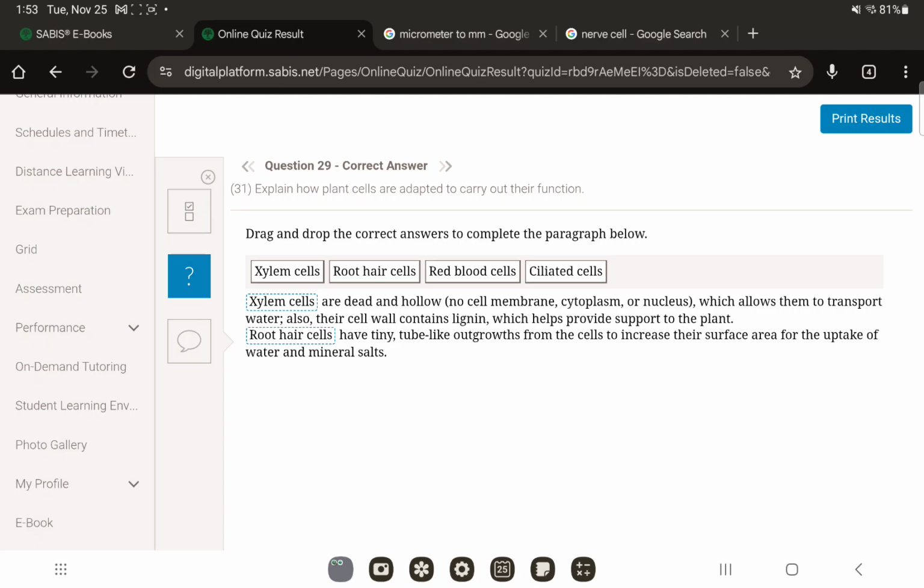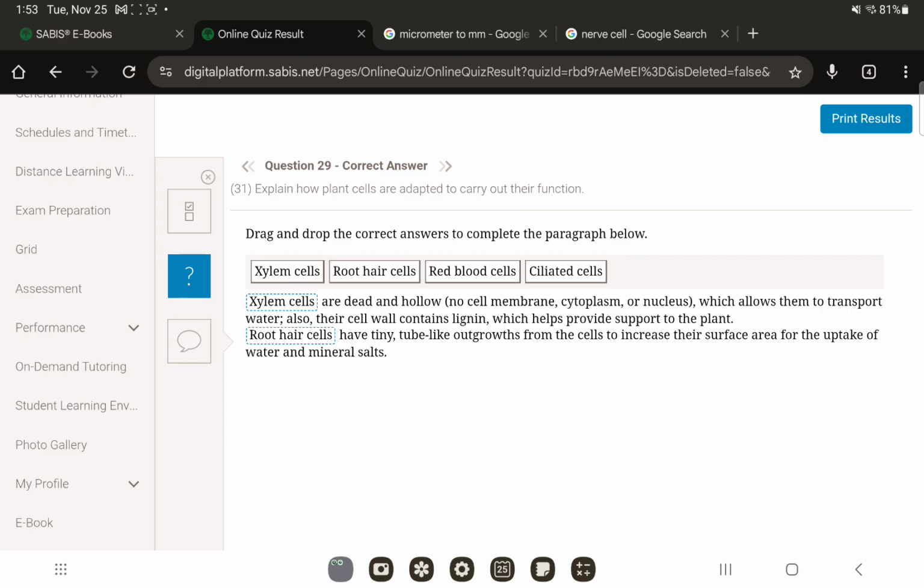Xylem cells are used in the plant to keep the shape of the cell because it has lignin in their cell wall, and to transport water throughout the plant.